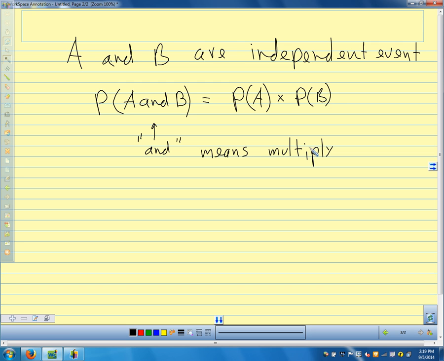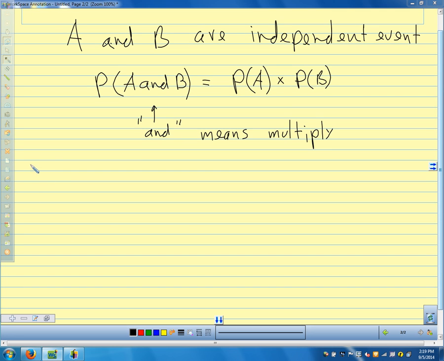So let's look at an example of calculating the probability of independent events. Let's say we roll a die, a standard number cube. One die. And draw from the 4 letters A, B, C, D.